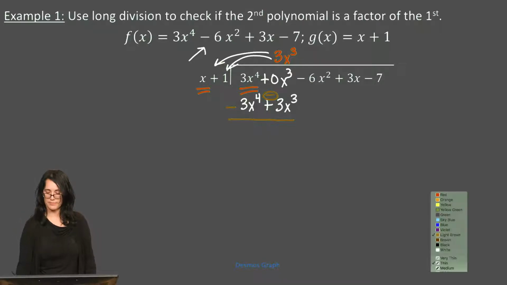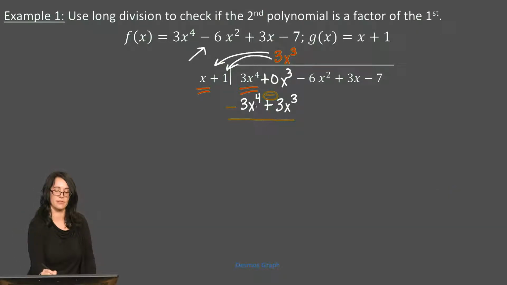Combining like terms, let's see what happens. The 3x to the 4th should cancel if we built it correctly. Watch your signs carefully. 0 and -3. Again, it could have had a blank spot there, and we would just bring negative 3x cubed down, along with our next term, negative 6x to the 2nd power.